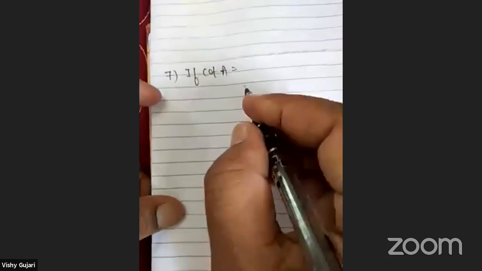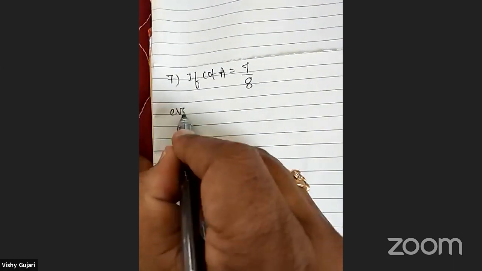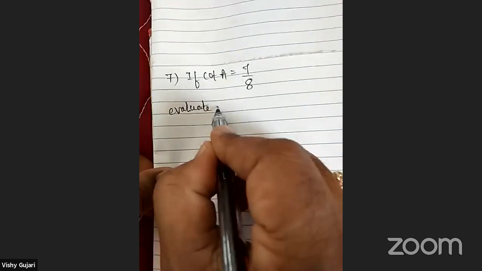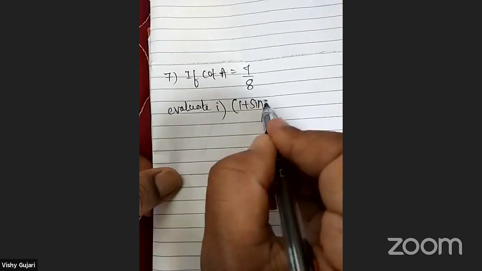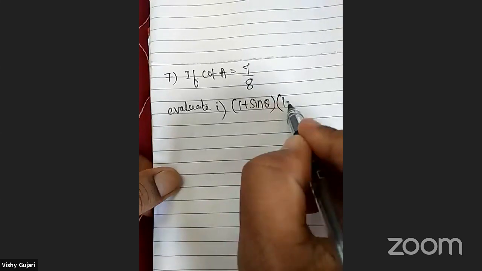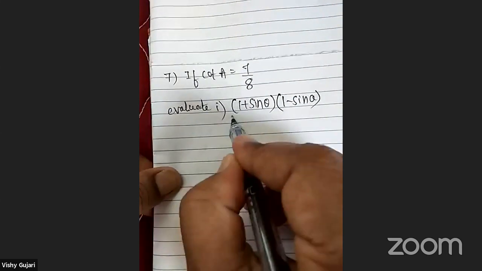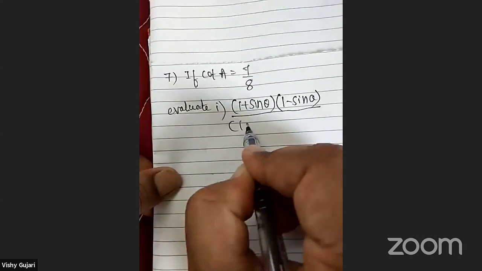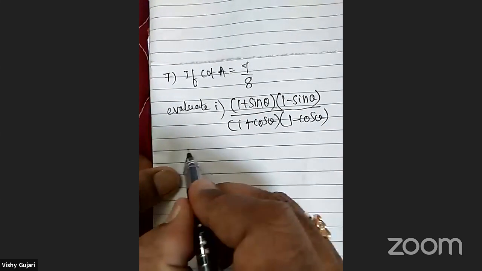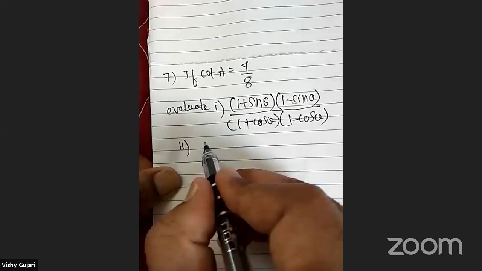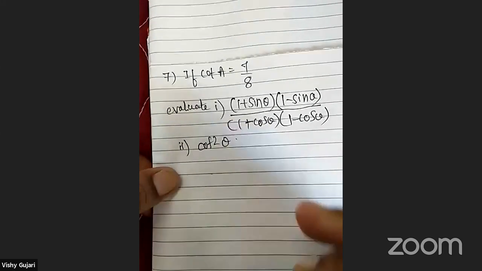Seventh one. If cot A is equal to 7 by 8, evaluate: first one, (1 plus sine theta) into (1 minus sine theta) divided by (1 plus cos theta) into (1 minus cos theta). Second one, cot square theta.